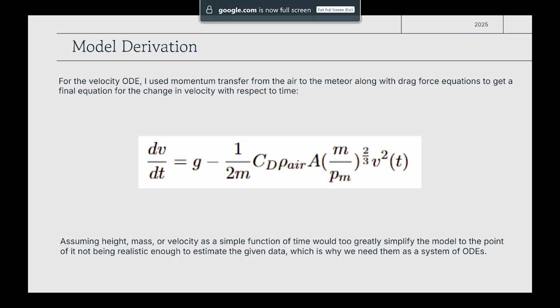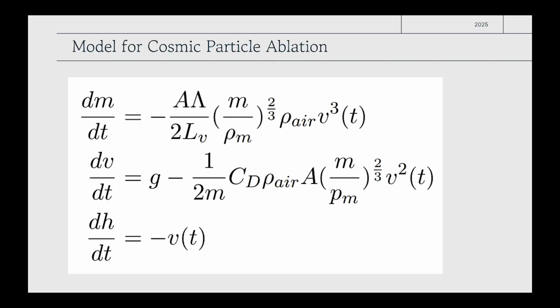Again, if we assume height, mass, or velocity is a simple function, that would greatly simplify the model to the point of it not being realistic enough, and we will get inaccurate data, which is why we need them as a system of ODEs. Combining all these, we get our model for cosmic particle ablation.